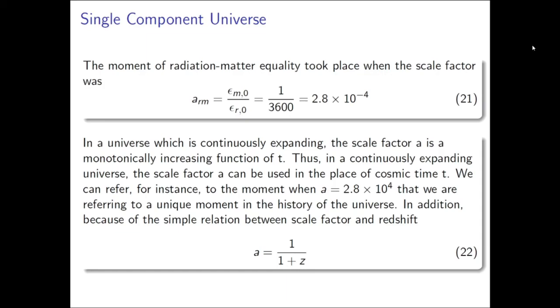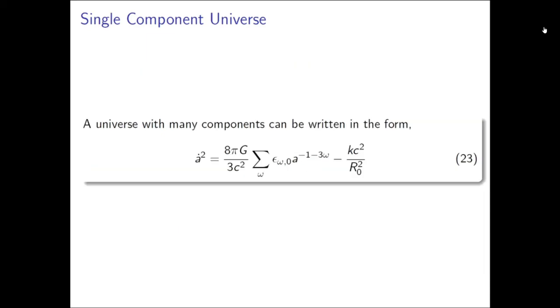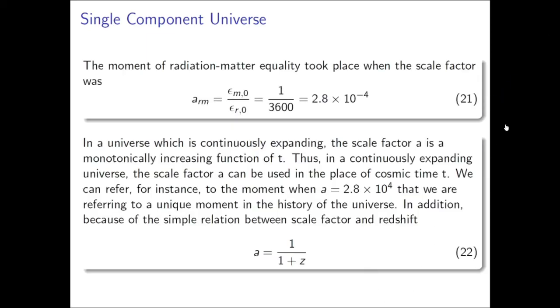We know from previous parts that the scale factor is 1 by 1 plus z. So if we put in the values from equation number 21, we try to express a specific point or a specific time in the universe. We use the value of redshift because it is much easier to represent it that way. So you can say that at a redshift value of 3600, the energy density of matter and the energy density of radiation were equal.